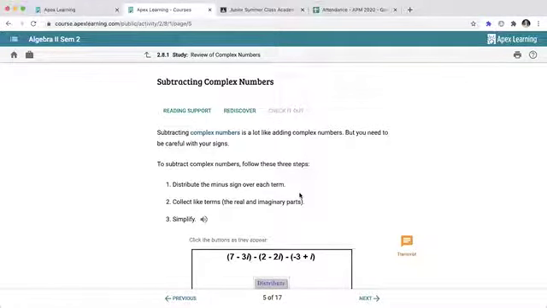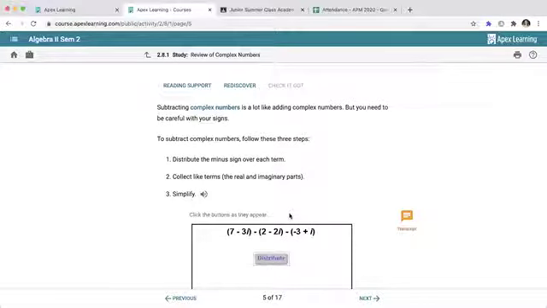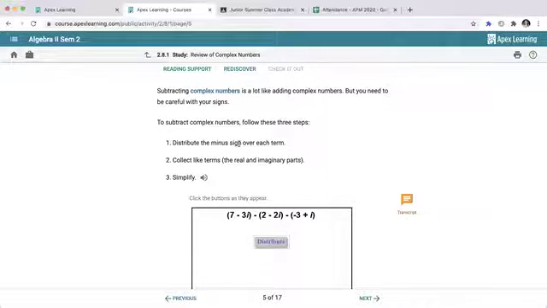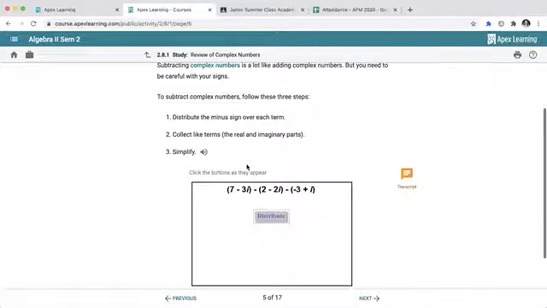If we're going to subtract, per usual, it's always important to keep track of our negative signs, all right? So first here, we're going to distribute the minus sign over each term. Then we're going to follow the same steps, collect like terms, and then simplify. So again, distributing those negative signs first.